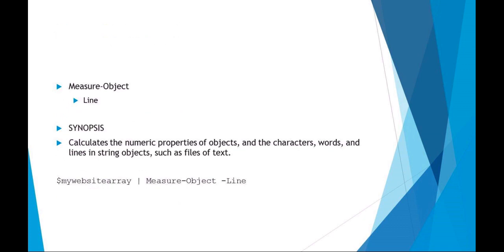Measure-Object, again, is a really handy PowerShell tool. It just goes through and calculates all sorts of different properties for the object, things like characters, words, and lines. So in this case, I want to just count how many items are in the array. You can just give it the array name and say that you want to Measure-Object, and I'm limiting it to just the number of lines that I want displayed.